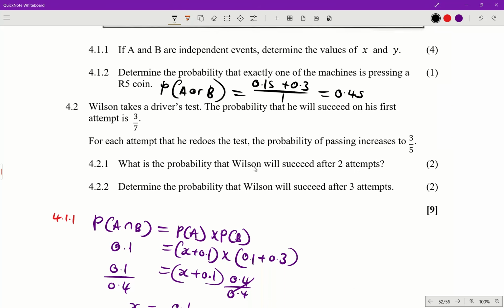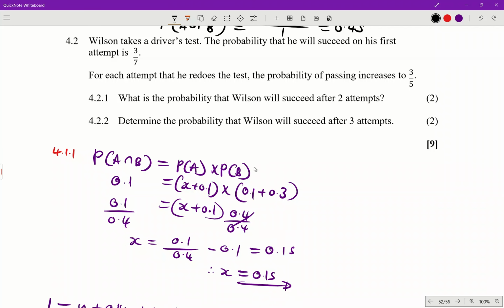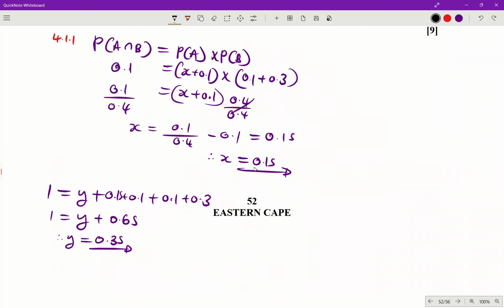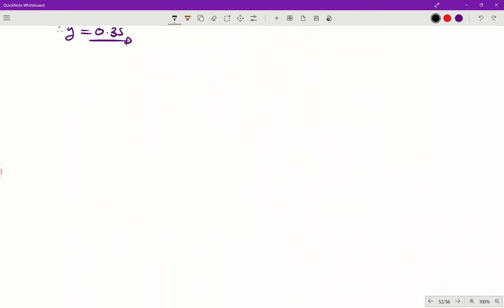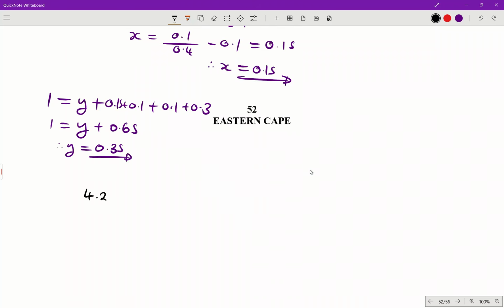Let's take a look at the next question. So this is different from those ones there. So I'm just gonna make a space here maybe. So this is 4.2. Okay, let me just say 4.2 first.